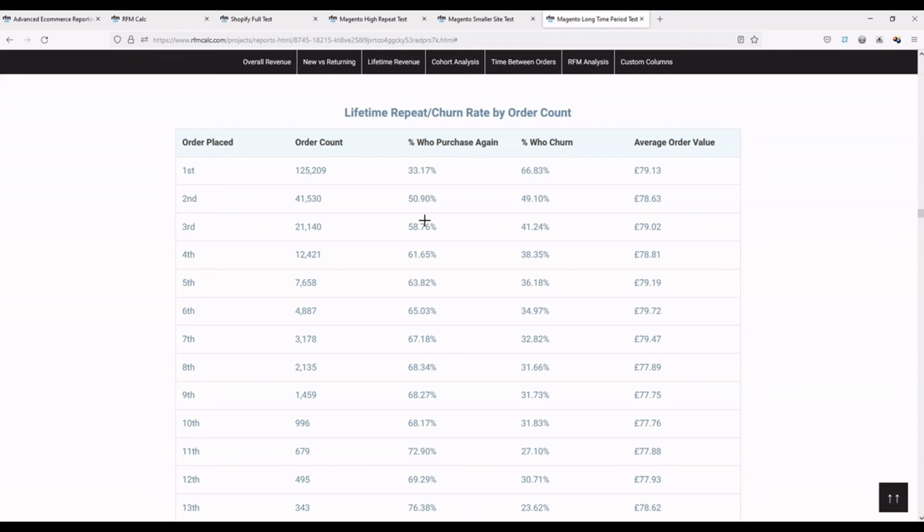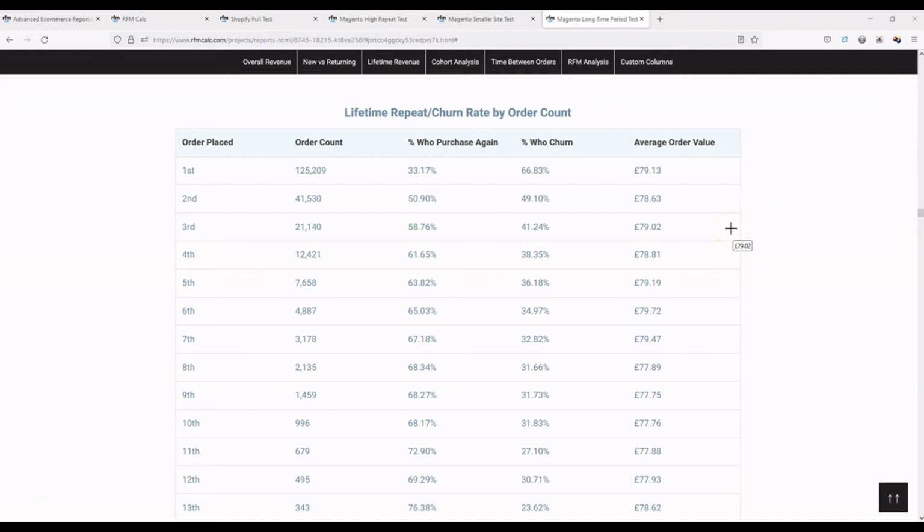But being able to demonstrate it like this to your client, if you're an agency, to the C-level, if you're working internally, is so valuable in terms of then justifying, okay, this is why we're putting all this effort into getting repeat customers and retaining existing customers. It's so important because if we can get that second order, they are then more than 50% likely to go on and place a third, a fourth, a fifth, and so on. So it's absolutely massive, really, really crucial data.